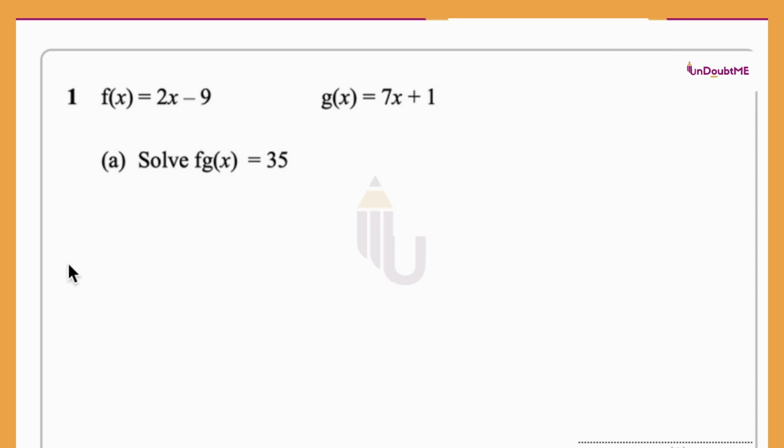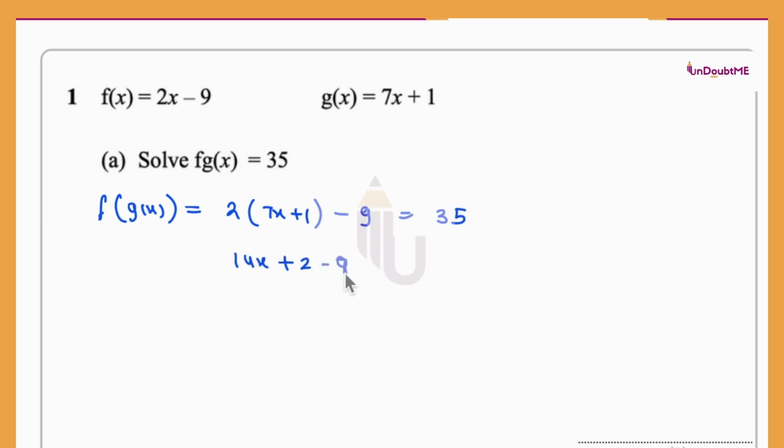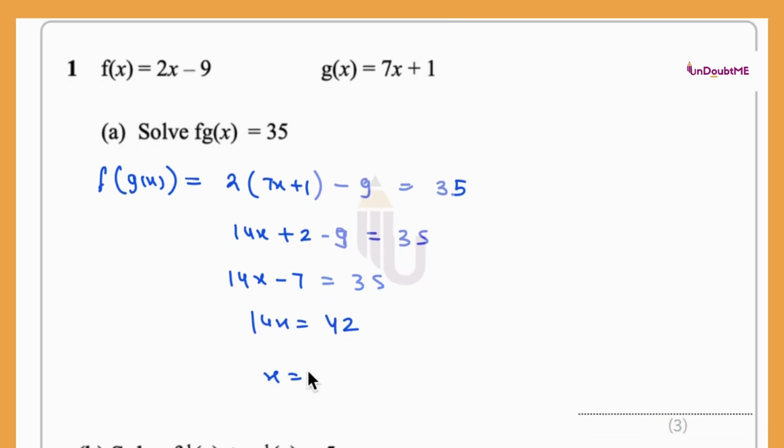As you can see, the first question, we have to solve f of g(x). f of g(x) means in f we have to put g(x), so that will be 2(7x + 1) - 9, and that is equal to 35. 14x + 2 - 9 = 35. 14x - 7 = 35. 14x = 42. And x = 3.